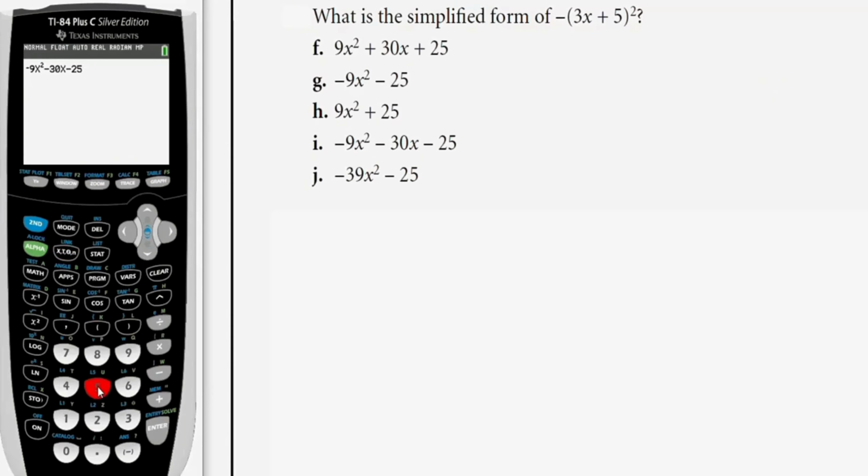So that's it guys. Let's press enter and see the output. Exactly, minus 1 to 1. So the correct option is what? Option I. This is basically how you can solve this kind of problem using a TI-84 Plus calculator.